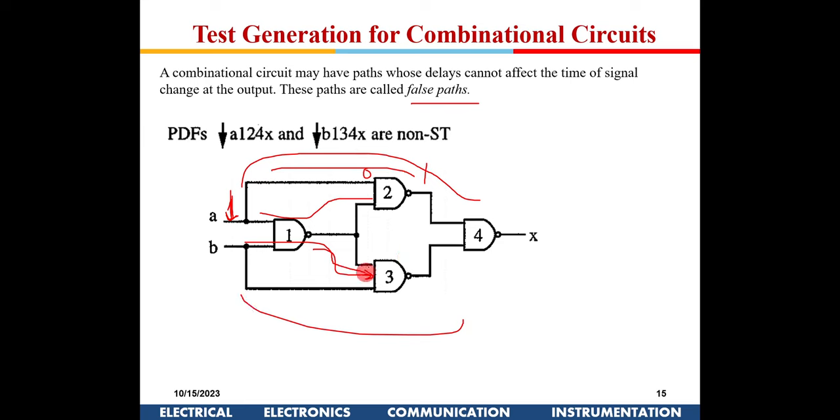Actually, this is an XOR gate. These two top inside paths cannot be tested. We can say there is a redundancy in this particular circuit also.